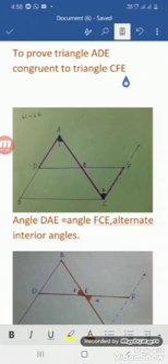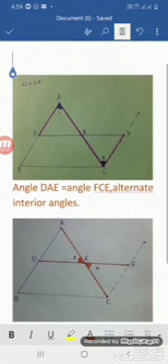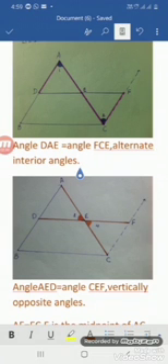As you can see in the figure, the Z shape. AB and CF are parallel lines and AC is a transversal that cuts the parallel lines AB and CF. So angle DAE and angle FCE form alternate interior angles and hence they are equal. Angle 1 is equal to angle 2 as you can see in the figure. So one angle we already have for the congruency.